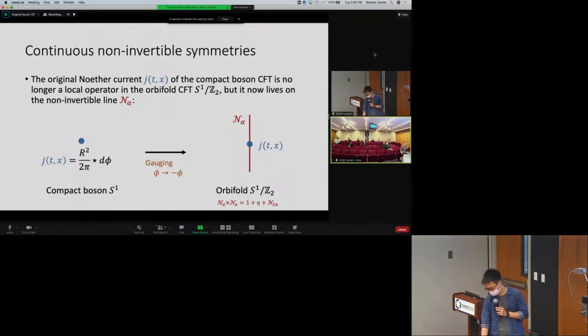But after we gauge the Z2, the current is not gauge invariant. So rather, it lives at the end of a Z2 Wilson line. The Z2 Wilson line is precisely this eta line. So after gauging, J now lives at the end of the Z2 Wilson line. But since in the fusion of this non-invertible cosine line we have an eta, that means J also lives on the non-invertible line. So you cannot bring this point out. It's kind of stuck on this non-invertible N alpha line.